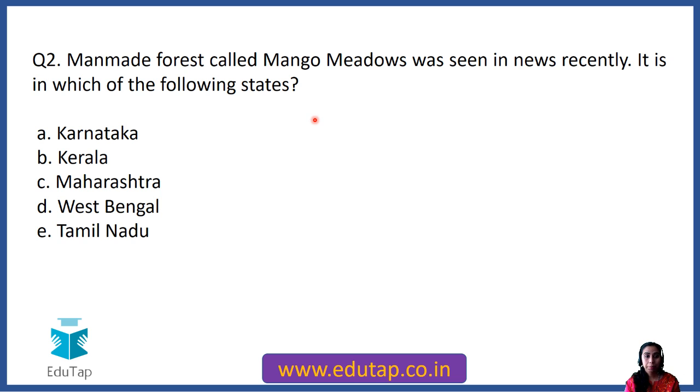Okay, so second question is, man-made forest called Mango Meadows was seen in news recently. It is in which of the following states? See, you have to know that this Mango Meadows is actually a man-made forest, and the question is, it lies in which state? So we had covered the city in our news. Now here you have to answer this question. Karnataka, Kerala, Maharashtra, West Bengal, or Tamil Nadu? And our answer to this question is option B, that is Kerala.